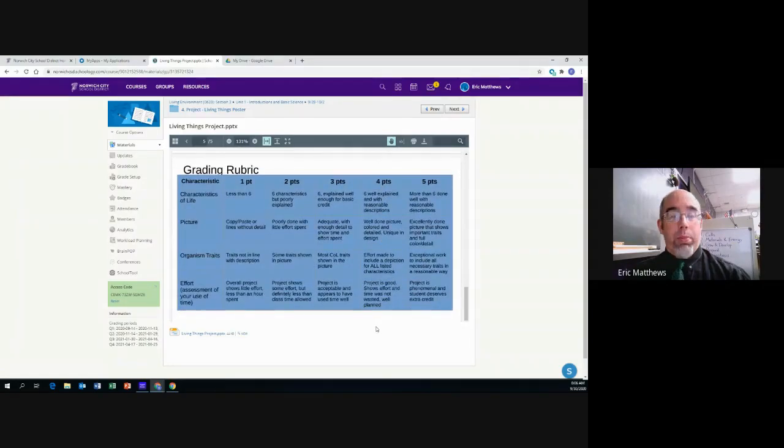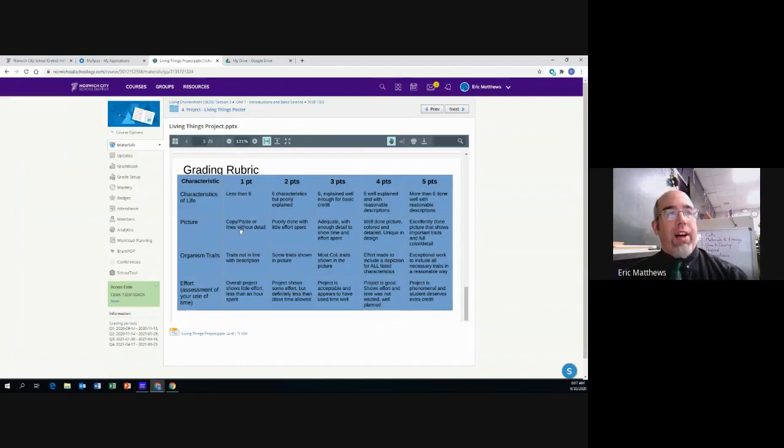And here is our grading rubric so that you can follow along and know exactly where you are and what grade you are going to get. If you do 5 characteristics of life instead of 6, you're going to get 1 point for the characteristics of life because it's less than 6. If you do 6 and they're there, then you're looking at 3 points. They're explained well enough for our basic credit. If you want to get 5 points, you're going to have to do more than 6 with good, reasonable explanations about how the organisms accomplish each of these characteristics.